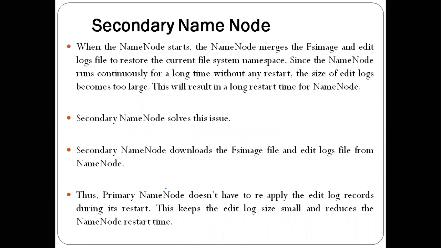Now let us see what is the role of secondary name node here. See, when the name node starts, the name node merges fs image taken from disk and edit log file to restore the current file system namespace. Since the name node runs continuously for long time without any restart, usually this edit log file is a very lengthy file, which takes more time to process. This will result in long restart time for name node.